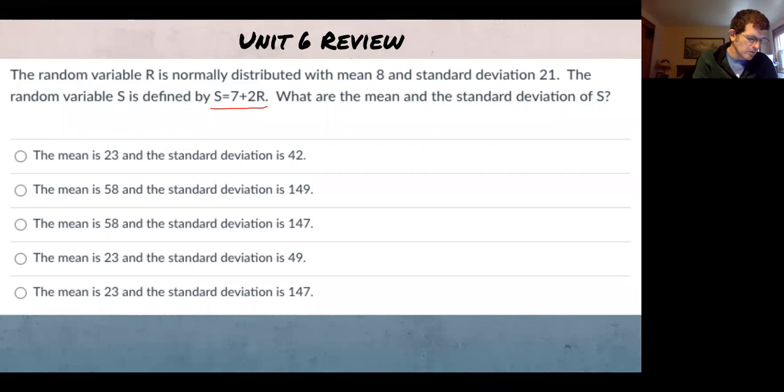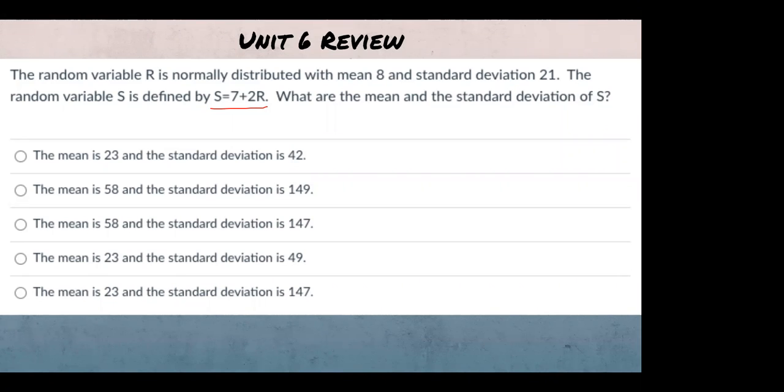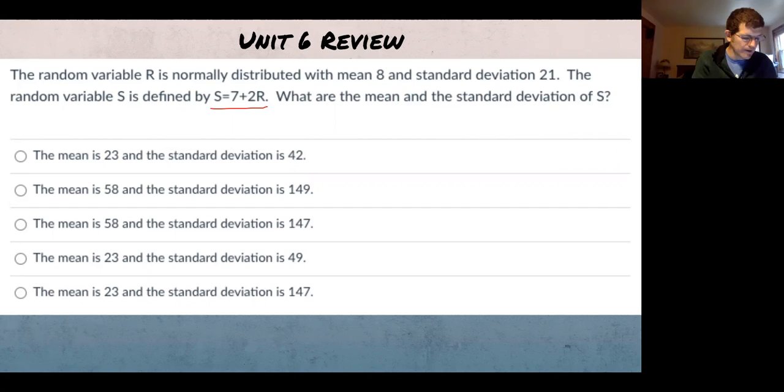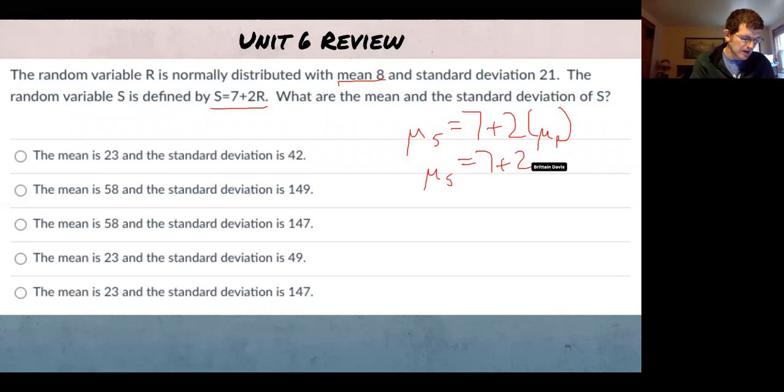So anyways, when we do make this change, we have 2 things we can do when we're dealing with the mean. So the mean of S is going to equal 7 plus 2 times the mean of R, because means can be multiplied and added to or subtracted from. So the mean of S is just going to equal 7 plus 2 times 8, which gives me 23. So I can cross these two out. It's not going to be those.